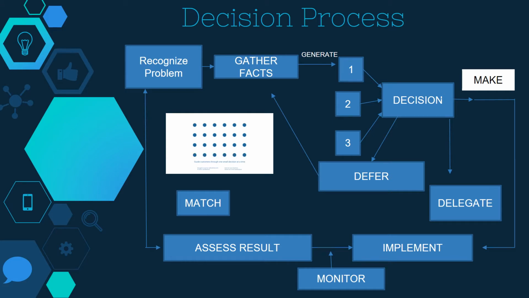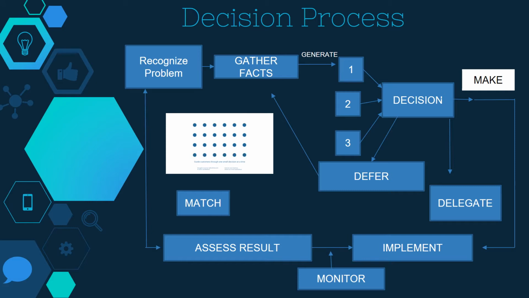Step 5. Choose among alternatives. Once you have weighed all the evidence, you are ready to select the alternative that seems to be the best one for you. You may even choose a combination of alternatives.